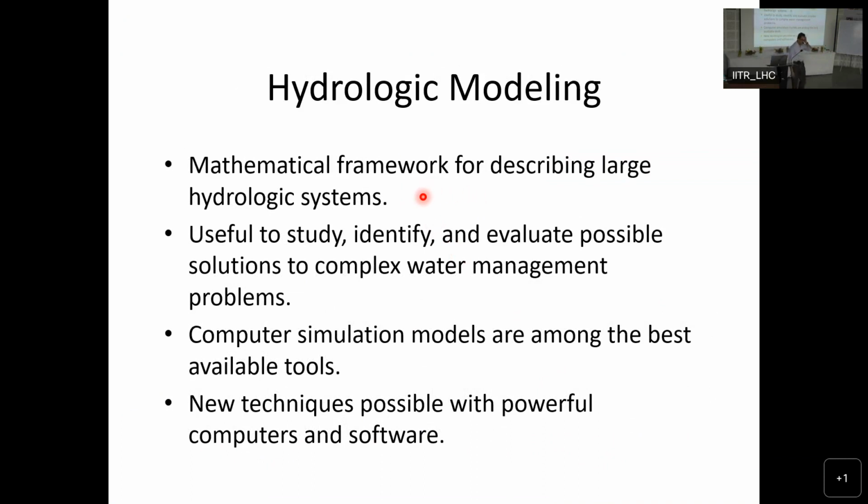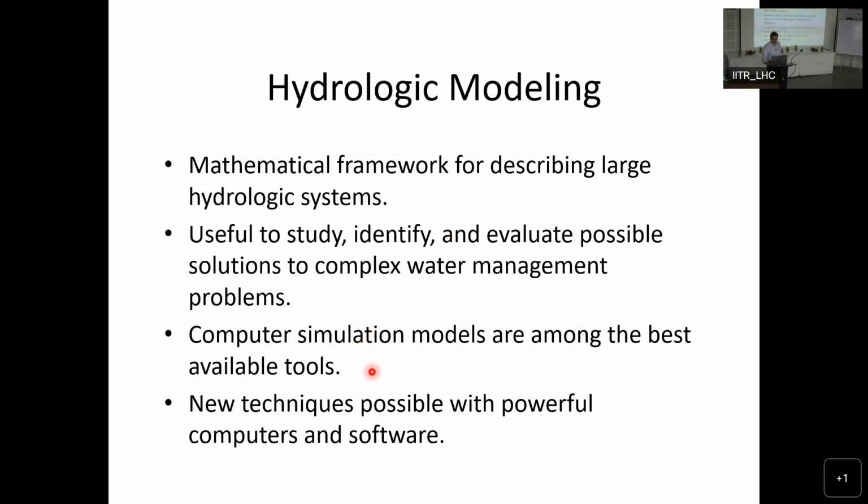So some of the problems that the previous speaker, Anupama, or Professor Shekhar was talking about, these are fairly large systems, not one single well, for instance. And our best tools, I believe, are still good mathematical models. They're useful to study, identify, and evaluate possible solutions to management problems. And I'll try and give you a flair for what that looks like in this particular application.